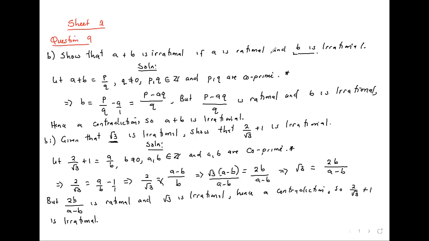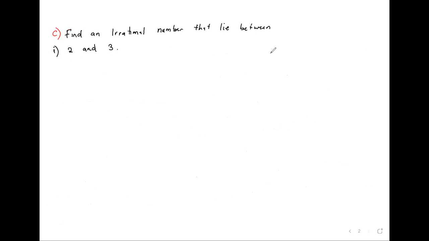In the case of 2 and 3, it's so easy that you can just say, okay, my solution here: since 2 is the same as the root of 4, and 3 is the same as the root of 9, I can just pick any root in between. That number will be between 2 and 3. For example, you can pick root 5, root 6, root 7, root 8. All these numbers will be irrational in between 2 and 3. But it's not a general way.